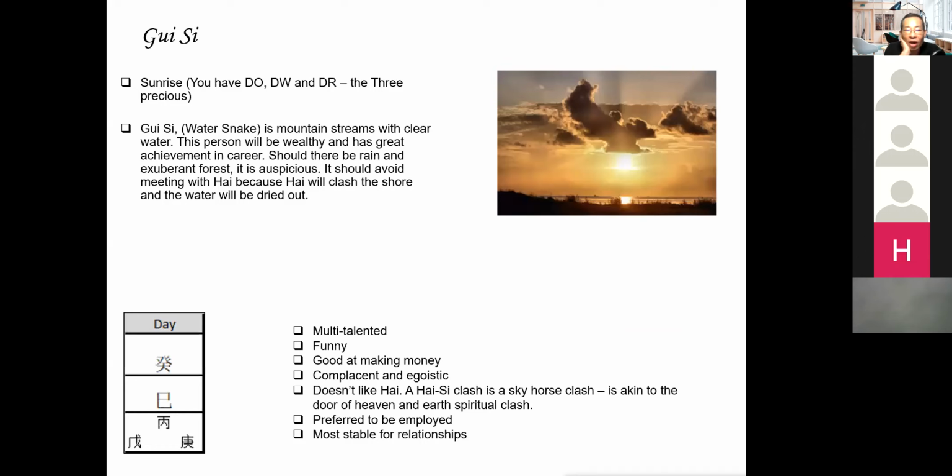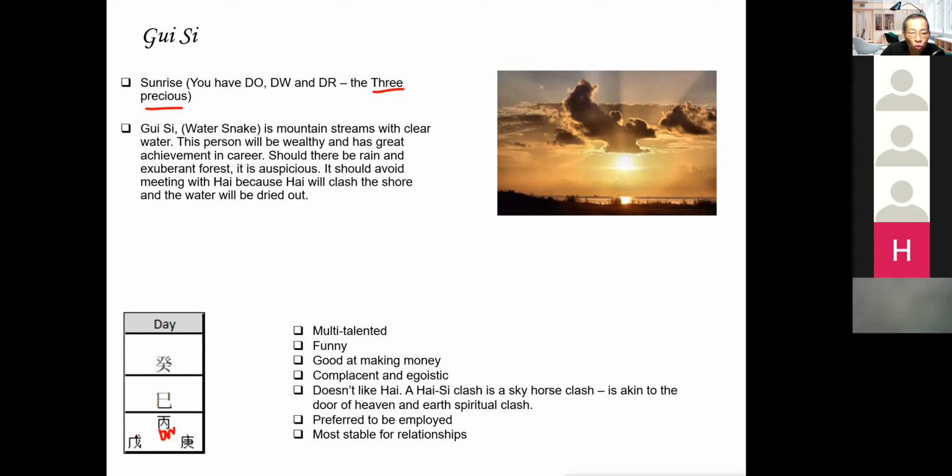Okay, this is now the one with the three pressures. Very rare. Of all the 60 pillars, it's not so easy to find one that has the three. And so the Gui Si is the one. So Gui Si is sitting on pink fire. Sitting on pink fire is sitting on direct wealth.